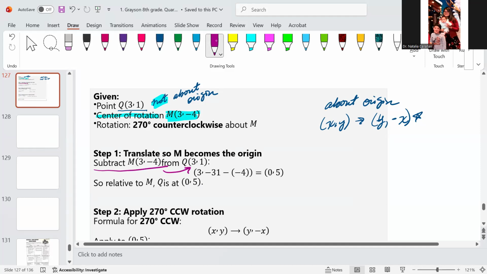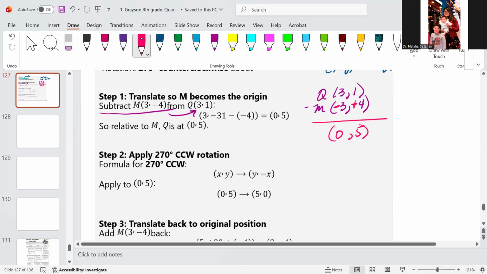Do you see that? So Q is 3, 1, correct? Minus M, and what is M? M is 3 and negative 4. So when you subtract it, it's a minus 3 and a plus 4. Do you see that? So 3 minus 3 is 0. 1 plus 4 is now a 5. Correct?